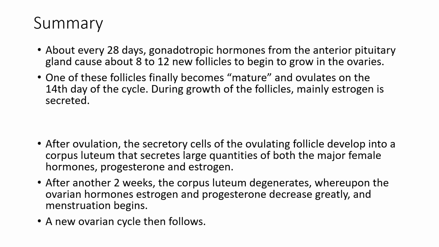After ovulation, the secretory cells of the ovulating follicle develop into a corpus luteum that secretes large quantities of both the major female hormones, progesterone and estrogen. After another 2 weeks, the corpus luteum degenerates, whereupon the ovarian hormones estrogen and progesterone decrease greatly, and menstruation begins. A new ovarian cycle then follows.